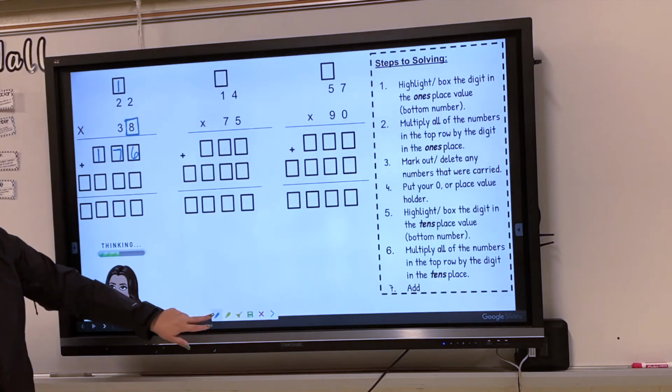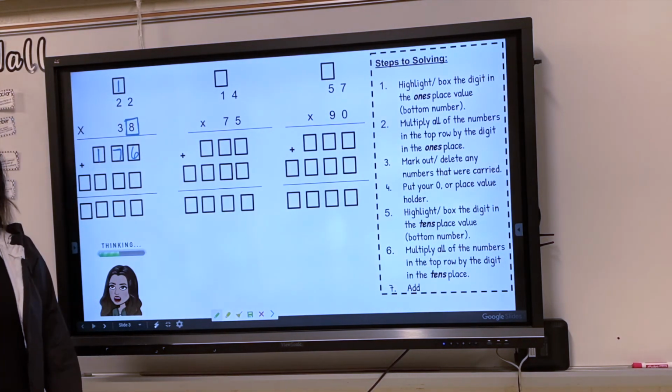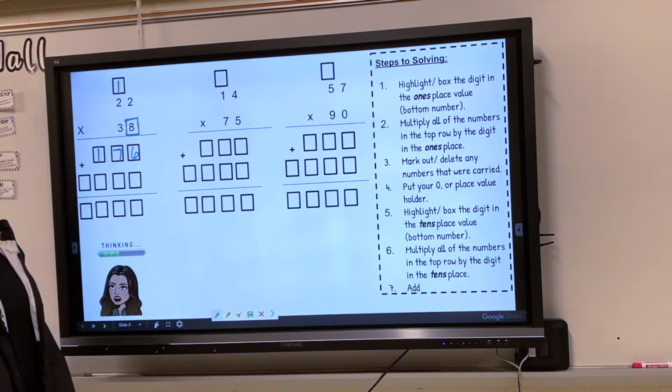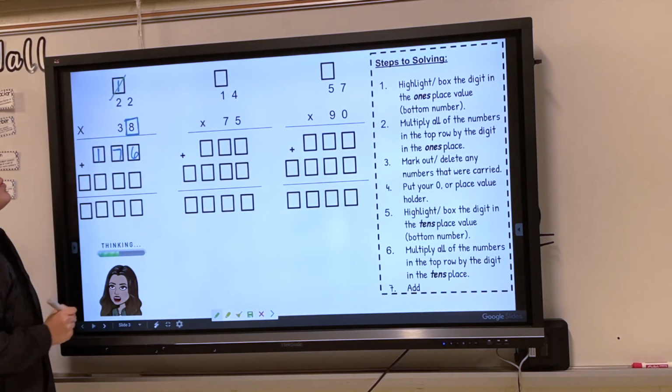Step 3 says to mark out or delete any numbers that were carried. This is important so you don't accidentally add them again when you really don't need it. I highly suggest marking out the numbers that you've carried, because I've noticed in the past that a lot of kids leave it up there and they accidentally add it again the second time around. So we don't want that to happen. So I'm going to mark it out.